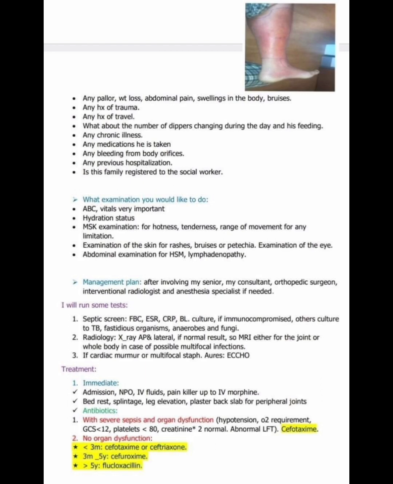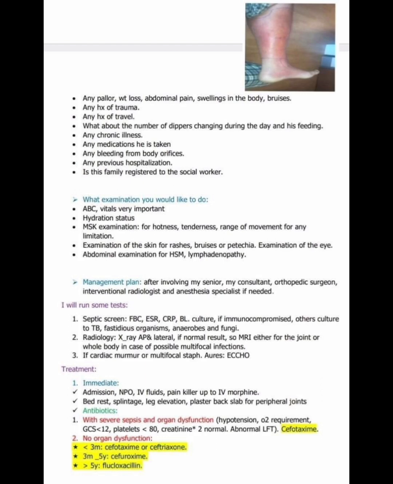I do the full blood count, ESR, CRP, blood culture if immunocompromised, other cultures for tuberculosis, fastidious organisms, anaerobes and fungi. Number 2, the radiology. These are X-ray, anteroposterior and lateral view, if normal result then MRI either for the joint or whole body in case of possible multifocal infections. Number 3, if cardiac murmur or multifocal Staphylococcus aureus, echo.